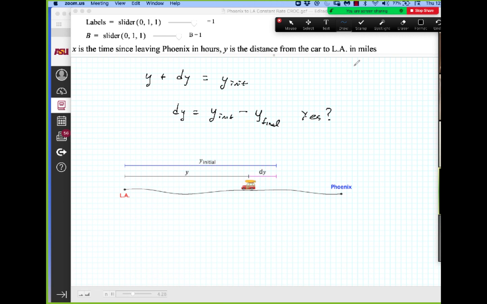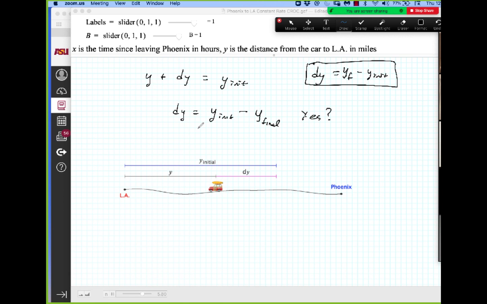Oh, and what's y final? What's that, Richard? Y final minus y initial. What's that? The change in the distance from LA. So that's just our generic. If you had y final minus y initial, that'd be the change in y, right? So what about this? Is this right? For this case, yeah. Why? How could y initial minus y final be dy?